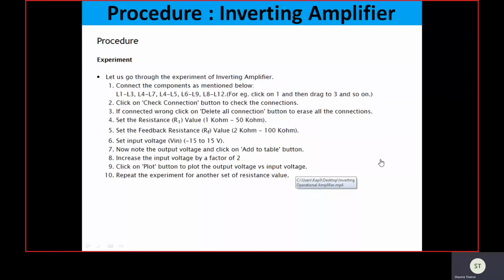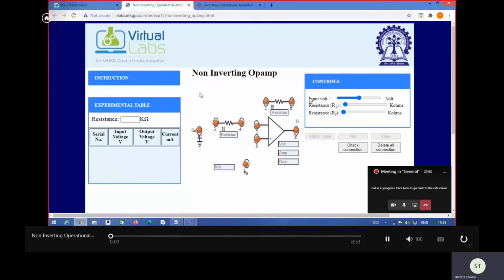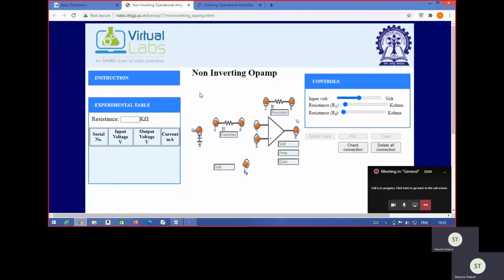So in this way we can perform the experiment for the inverting operational amplifier, and secondly we have the procedure for the non-inverting operational amplifier. So let's move on to the website and perform the experiment for the non-inverting operational amplifier. Today we are going to perform the experiment via virtual lab platform, and the aim of this experiment is to calculate the voltage gain of non-inverting operational amplifier and plot its transfer characteristics.